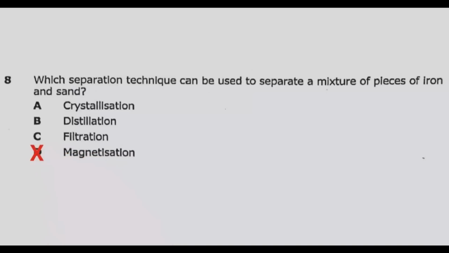Iron has the characteristic of being attracted by a magnet. So if you mix sand and iron, sand cannot be attracted by a magnet, so the iron filings will be attracted to the magnet, while sand won't. So the correct answer is D.